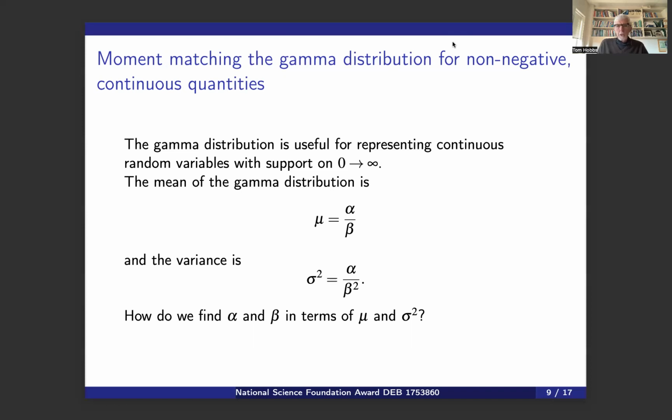So we're going to moment match the gamma distribution for a non-negative continuous quantity, something like above ground net primary production. It can take on real values from 0 to infinity. The mean of the gamma distribution is the ratio of the first and second parameters, alpha and beta, the shape and the rate. And the variance is alpha over beta squared. So the question is, if we're going to compose a gamma prior, we need to know alpha and beta in terms of mu and sigma squared, so that we can use values from the literature to form that prior.